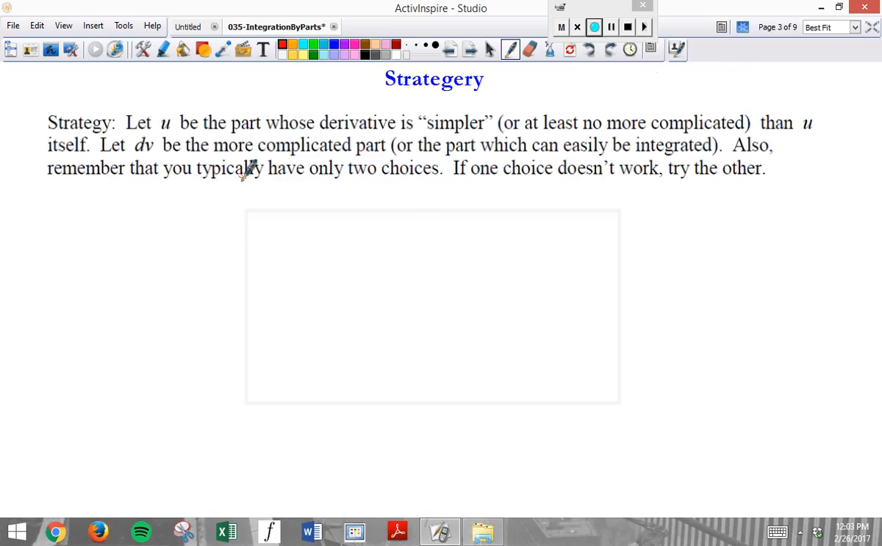So, you typically have only two choices. If one choice doesn't work, you can try the other. The other thing is a strategy I learned from my calculus textbook in high school.